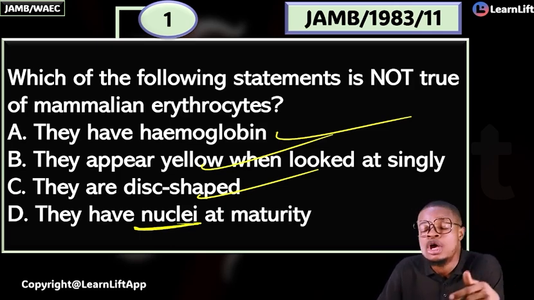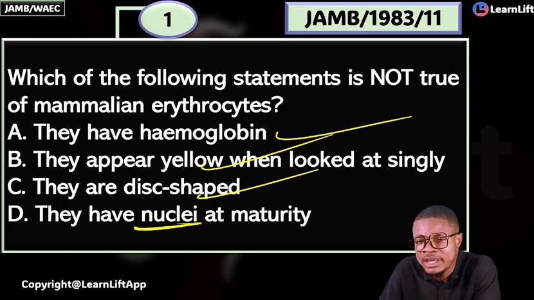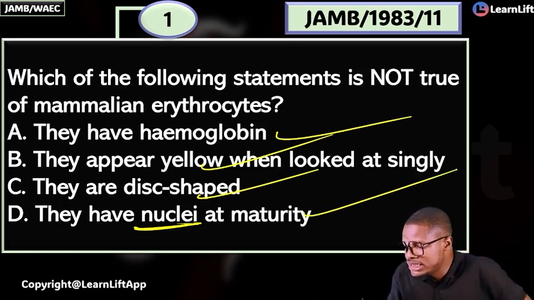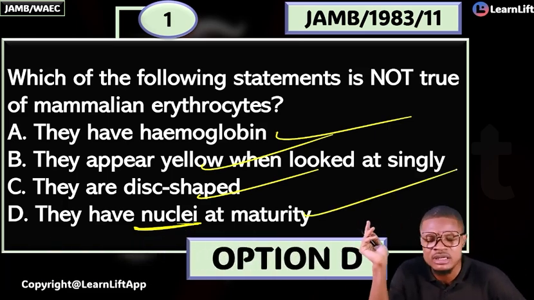Why do they lack a nucleus? So that they can give room for hemoglobin to transport more oxygen. That means option what? D. The answer D is the correct answer. You're out of there. Share this here now.